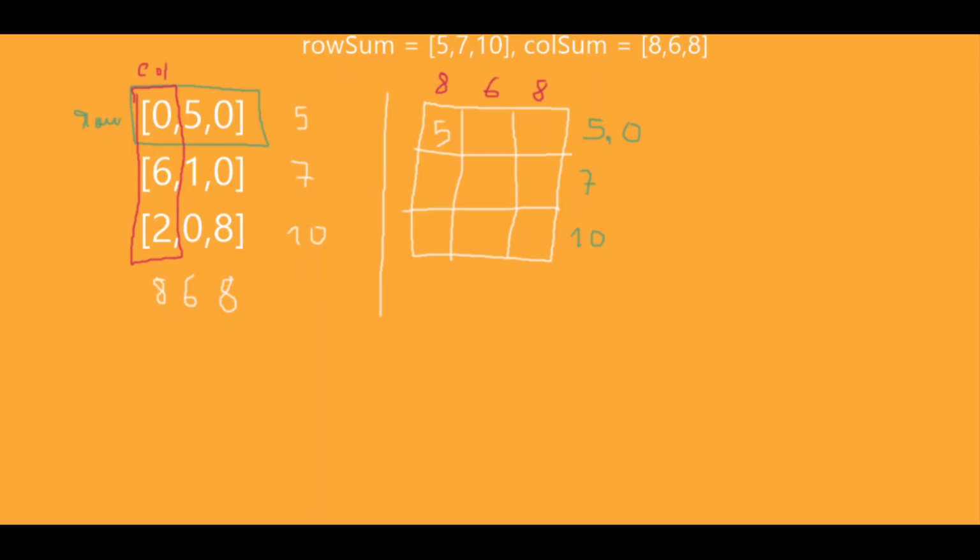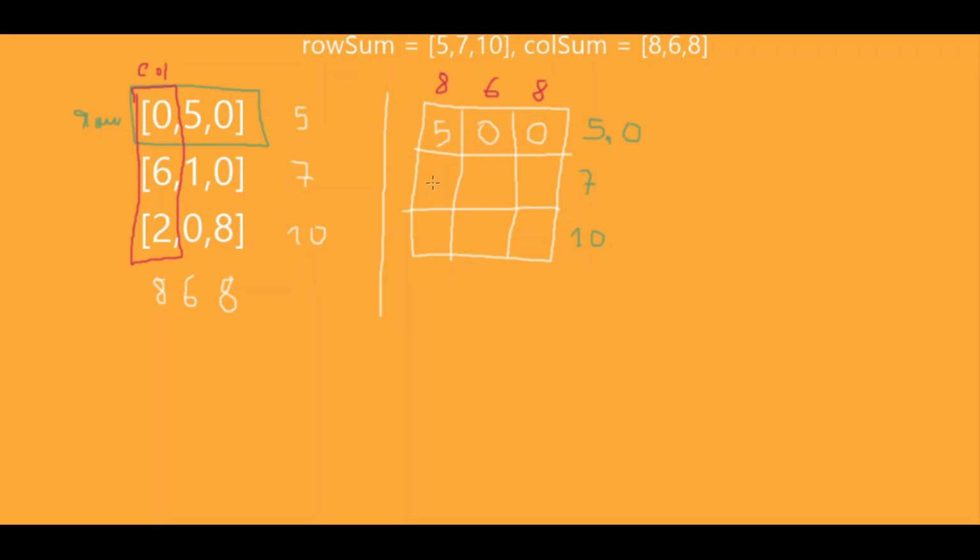Next, the next row is this one, and the minimum between the row and the column is 0. Why is 0 the only possibility? Because if we put any other number that is not 0 here, we will break the requirement. So we can only put 0 here, and the same applies to this cell, otherwise we break the requirement.